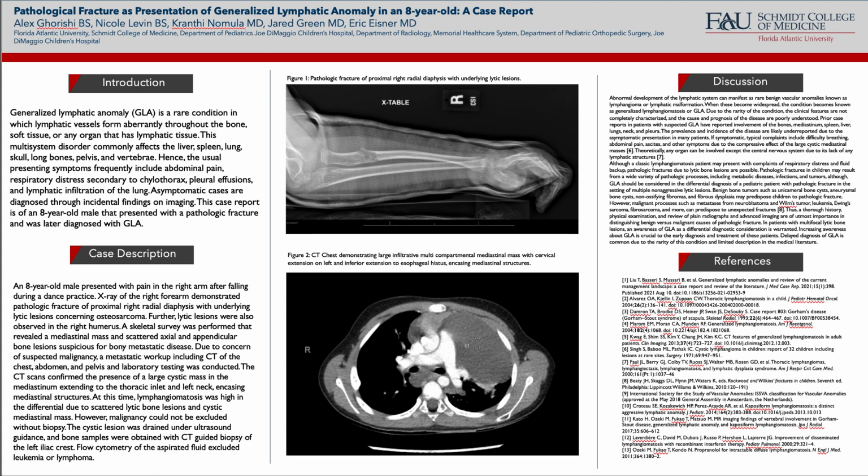However, malignant processes such as metastases from neuroblastoma and Wilms tumor, leukemia, Ewing sarcoma, fibrosarcoma, and more can predispose to unexpected fractures. Thus, a thorough history, physical examination, and review of plain radiographs and advanced imaging are of utmost importance in distinguishing benign versus malignant causes of pathologic fracture. In patients with multifocal lytic bone lesions, an awareness of GLA as a differential diagnostic consideration is warranted. Increasing awareness about GLA is crucial to the early diagnosis and treatment of these patients. Delayed diagnosis is common due to the rarity of this condition and limited description in the medical literature.